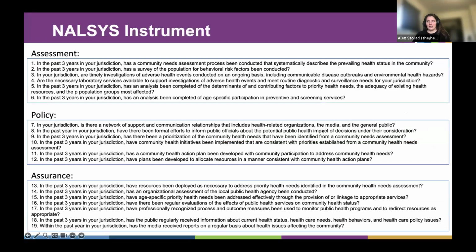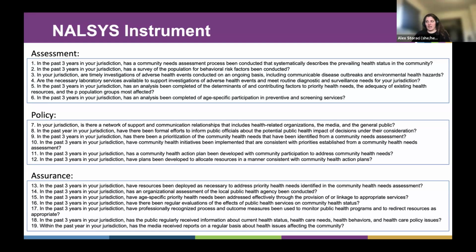As I mentioned, there are 19 activities that we ask about in NALSYS, and I won't go into too much detail about the specific activities for now. But NALSYS is a nationally representative survey of communities that captures information about organizations that contribute to public health activities. They're asking local public health officials to answer these questions about the community's implementation of these 19 core public health activities. There are 3 different categories: assessment, policy, and assurance. And there are 6 to 7 questions that ask about each specific category.